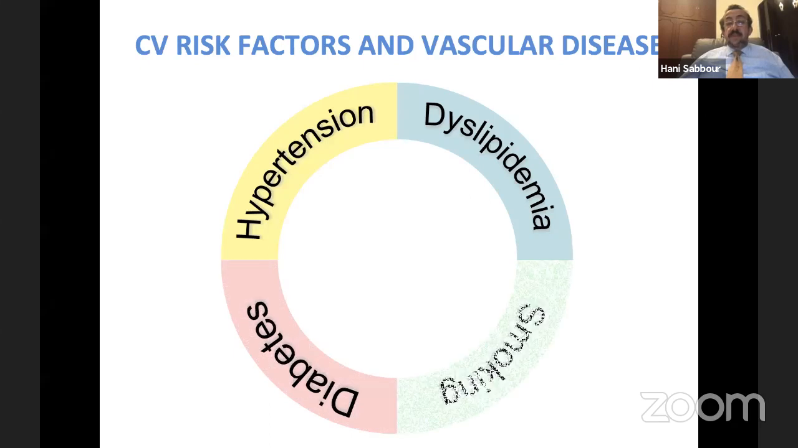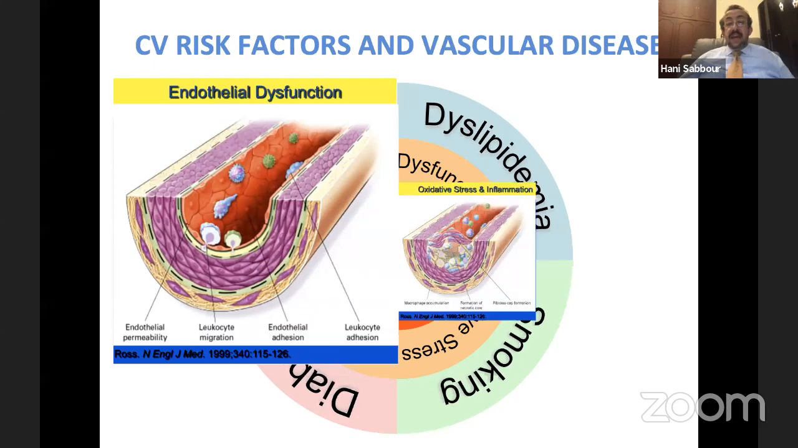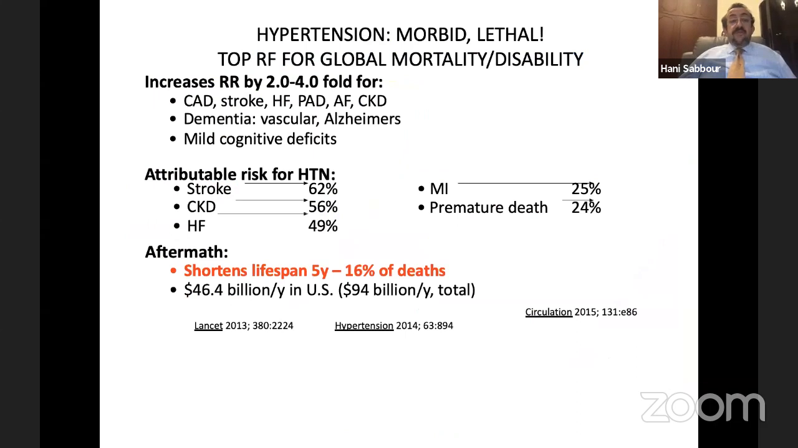Hypertension, dyslipidemia, diabetes, smoking, all of these lead to endothelial dysfunction, oxidative stress, and directly lead to plaque rupture and cardiovascular disease. The attributable risk for morbidity and mortality in terms of cardiovascular disease from hypertension: 62% of stroke, 56% of CKD, 50% of heart failure. So this is a massive amount of morbidity that is driven by coronary artery disease. It shortens life by 5 years and costs at least $46 billion in terms of hospital costs of untreated hypertension.